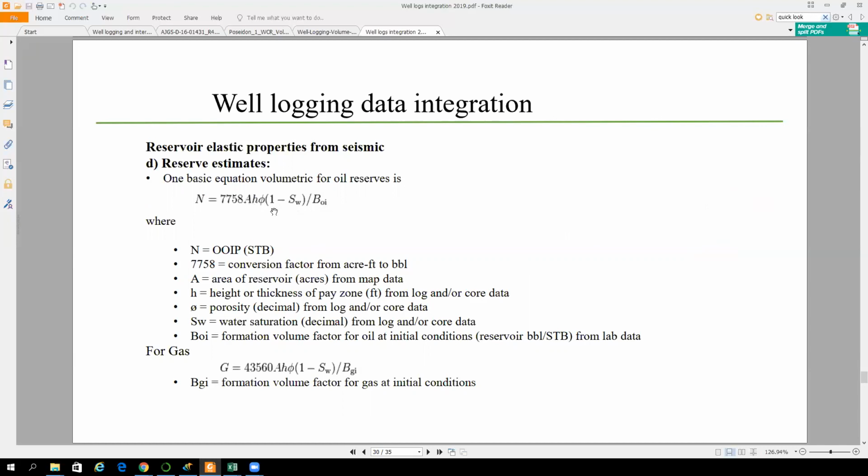From where can I get the area? The area, usually I will need seismic in order to give me the area over which the reservoir is mapped and is identified or delineated. Also, I can estimate the saturation from the resistivity log. And if I have that, then I will be able to estimate my reserve with the help of the seismic and with the help of the logs, which I have integrated.